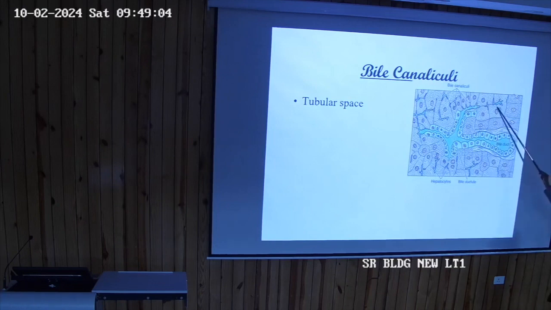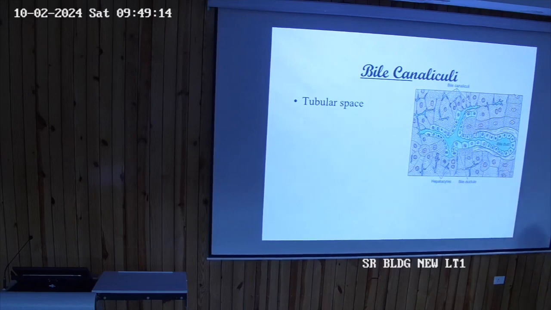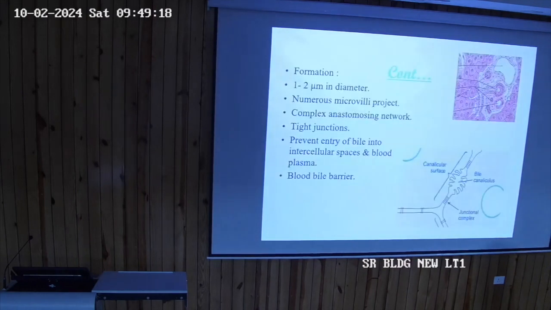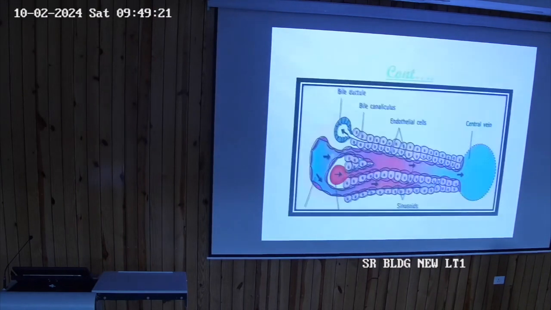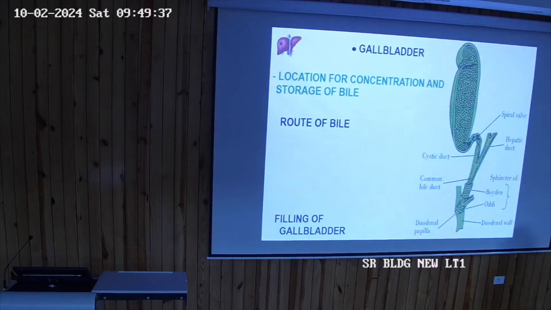See, through this bile canaliculi, the bile will flow into this canal, which is the canal of Hering, and then into the ductule. And the flow will be opposite to that of the venous blood in the sinusoids, opposite to the center. Again, this diagram represents the opposite flow. This is the drainage of the blood from the central vein into the sublobular vein and then into the hepatic vein and then the inferior vena cava. Did everyone understand this?